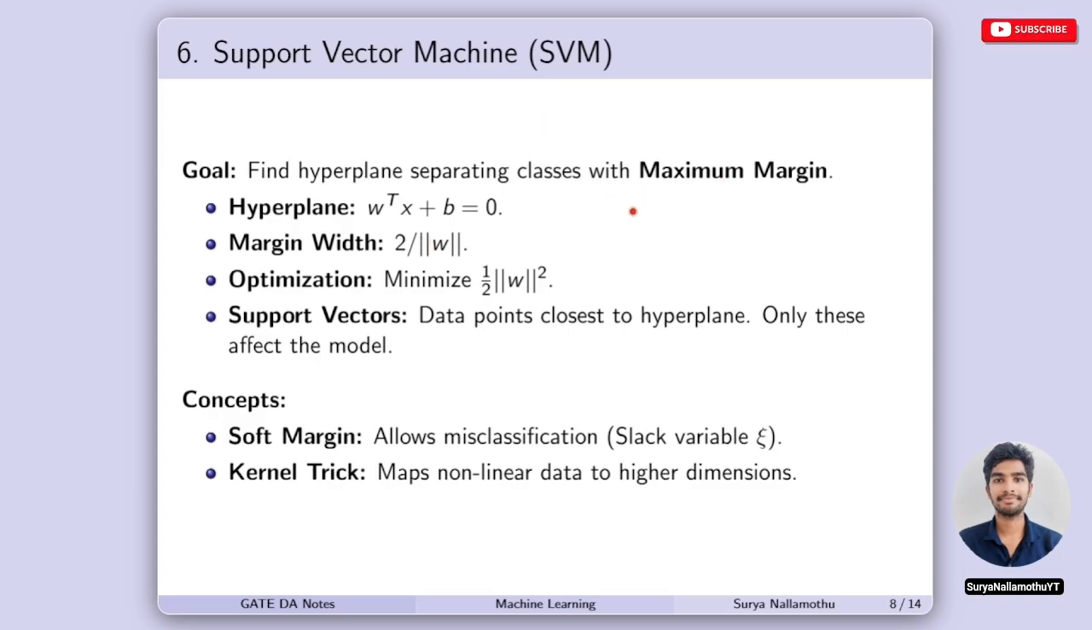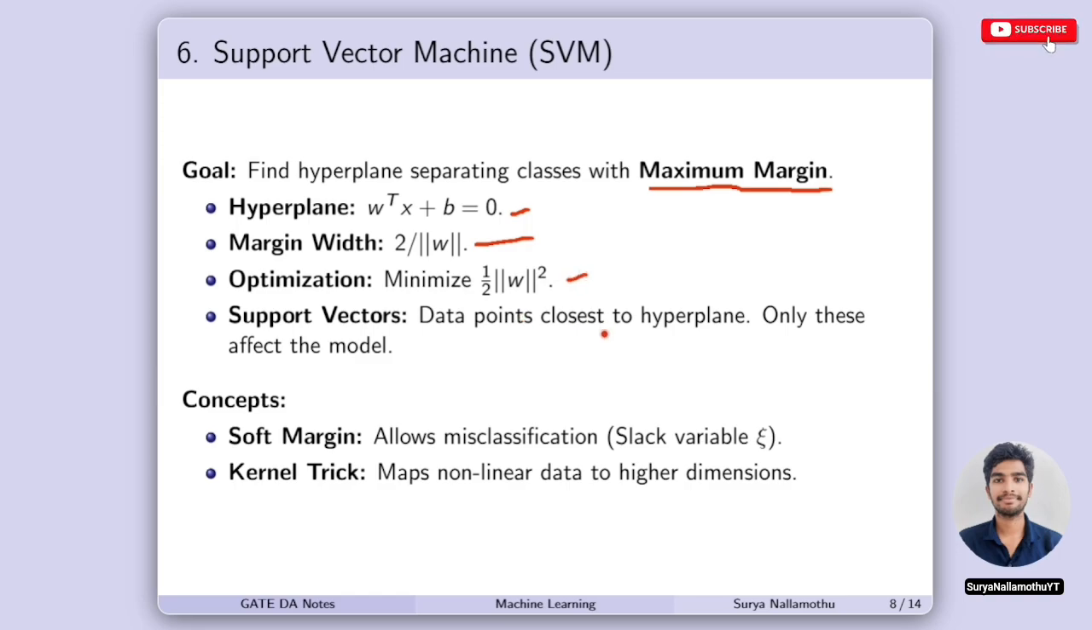So the support vector machine is helpful for maximizing the margin, separating the classes with the maximum margin. The hyperplane condition formula is w^T x + b = 0. The margin width formula is 2 / ||w||. The optimization formula is to minimize 1/2 ||w||^2.